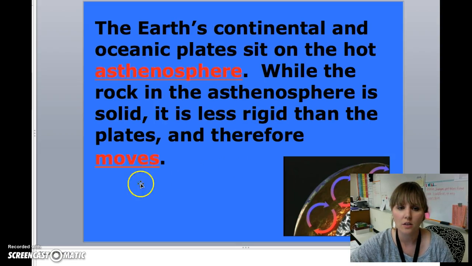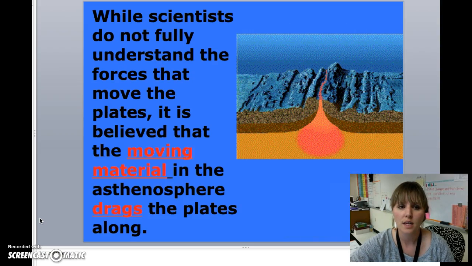The Earth's continental and oceanic plates sit on the hot asthenosphere. While the rock in the asthenosphere is solid, it is less rigid than the plates, and therefore it moves. While scientists do not fully understand the forces that move the plates, it is believed that the moving material in the asthenosphere drags the plates along. Remember when we learned about Harry Hess and the seafloor spreading.